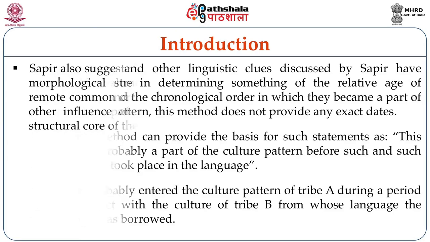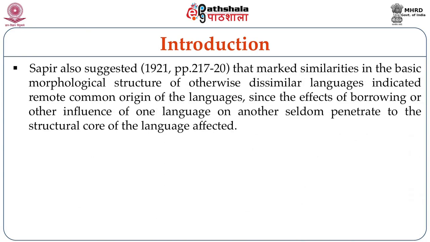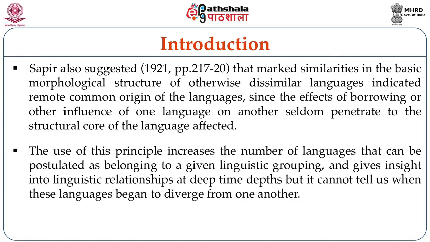Sapir also suggested in 1921 that marked similarities in the basic morphological structure of otherwise dissimilar languages indicated remote common origin of the languages, since the effects of borrowing or other influence of one language on another seldom penetrate to the structural core of the language affected. The use of this principle increases the number of languages that can be postulated as belonging to a given linguistic grouping and gives insight into linguistic relationships at deep time depths, but it cannot tell us when these languages began to diverge from one another.